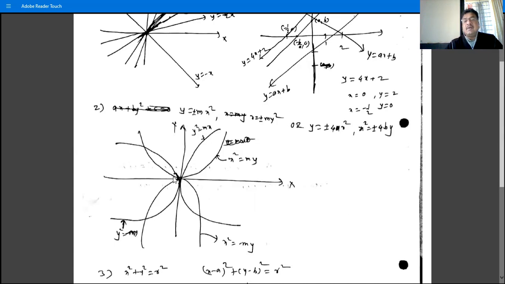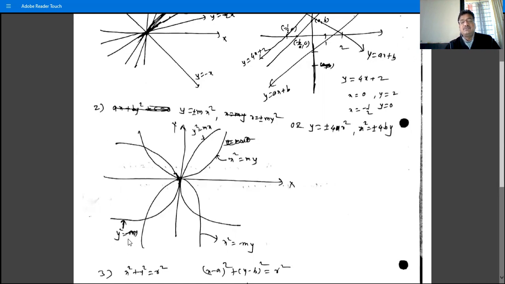So if there is x square, then the parabola is around the y-axis. And if there is a y square, then the parabola is around the x-axis. Y square is equal to mx. Y square is equal to minus mx. So y square means around the x-axis, and if there is a plus sign, then it is on the right side of the y-axis, and it is on the left side of the y-axis, around the x-axis, if there is a negative sign.